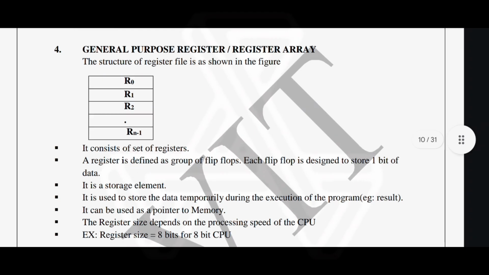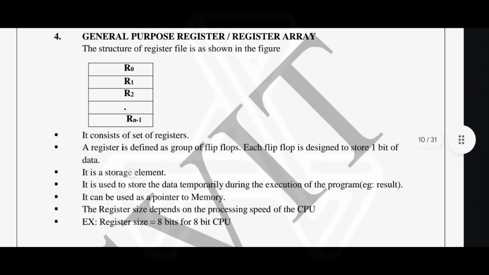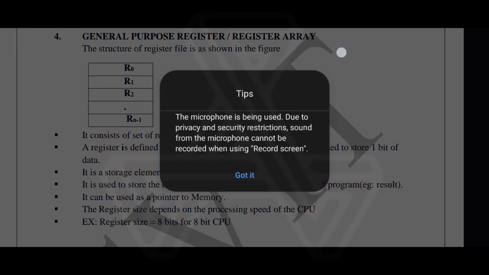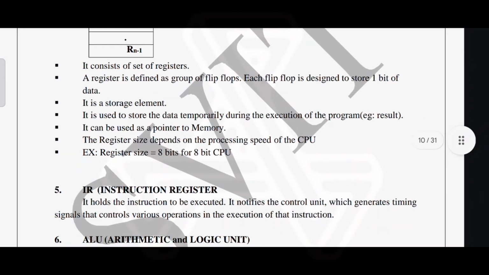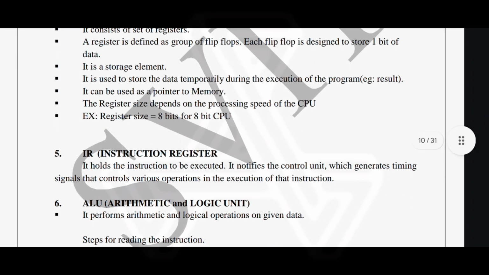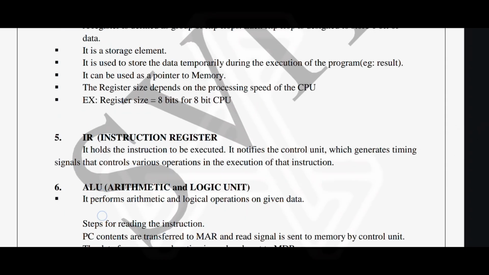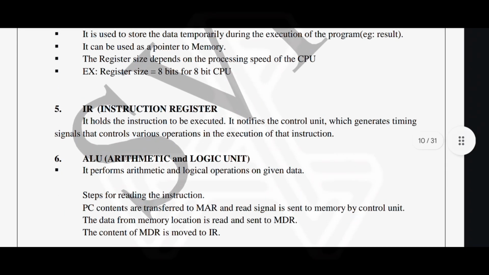General purpose register or register array. The structure of the register file is shown in the figure, R0 to Rn-1. It consists of a set of registers. A register is defined as a group of flip-flops. Each flip-flop is designed to store 1 bit of data. It is a storage element. It is used to store the data temporarily during the execution of the program. It can be used as a pointer to memory. Register size depends on the processing speed of the CPU. Example, register size is 8 bits for 8-bit CPU.